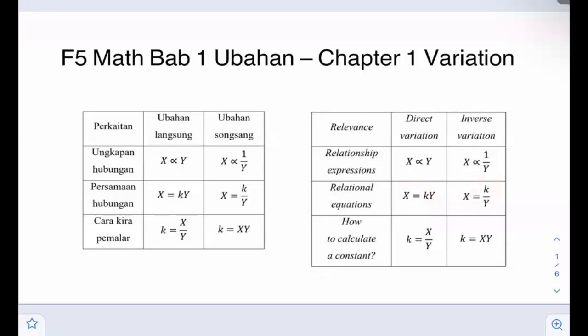Same goes for the inverse variation. If you want to calculate k, we just need to move the y to the left-hand side. Here it's a division. So when we move the division to the left-hand side, we have to make it a multiplication. So the k will be equal to x multiplied with y. This is just a very brief note about Chapter 1. Now let's move on to the exercises.